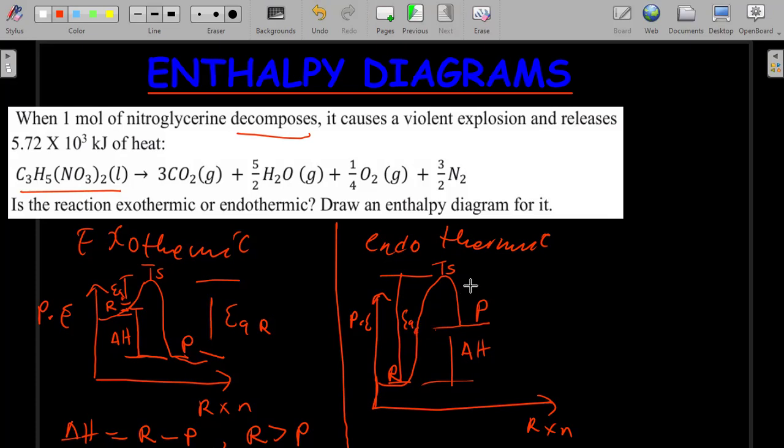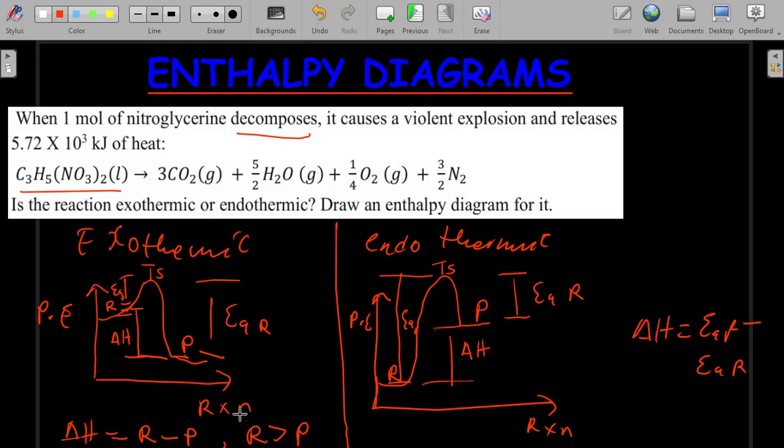Then the reverse activation energy is going to be the amount of energy from there to there. So this is the activation energy, the reverse one. Okay, so that's what we have. What you also need to know is that the change in enthalpy can also be given by the difference between the activation energy of the forward reaction minus the activation energy of the reverse reaction. Okay, so that's what we have.